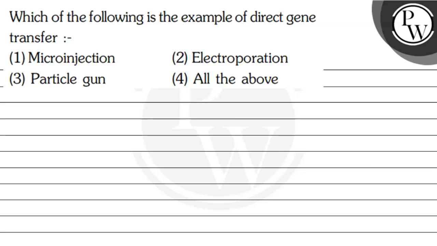So the question says, which of the following is an example of direct gene transfer? So from these four options, we have to identify which technique is an example of direct gene transfer. So the key concept in this question is direct gene transfer.